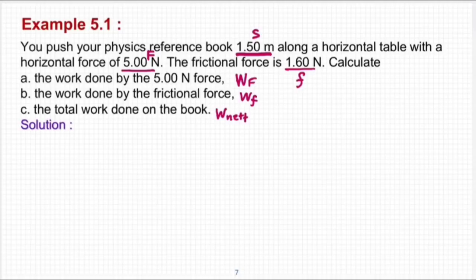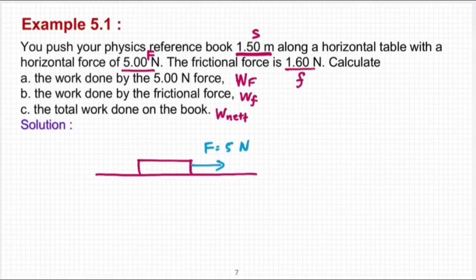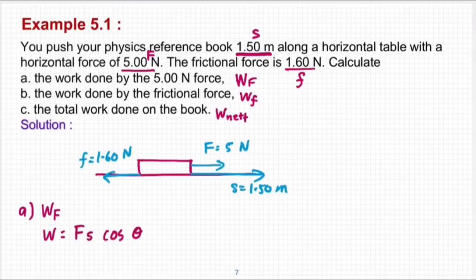Draw a diagram first so that you have a clearer idea of what's going on. So we have a book on a table, and then there's a 5 Newton force and also frictional force acting on that object. And then there will be a displacement of 1.5 meter. So to find the work done, we can use the formula of work, which is Fs cos theta.